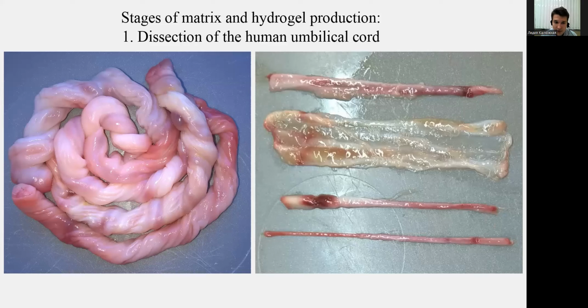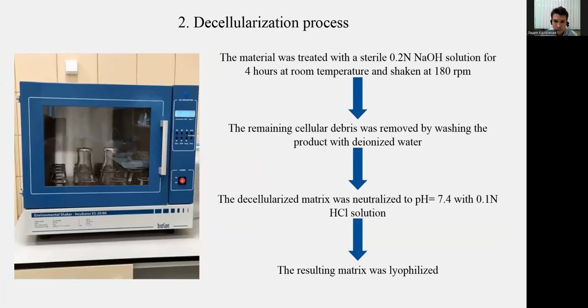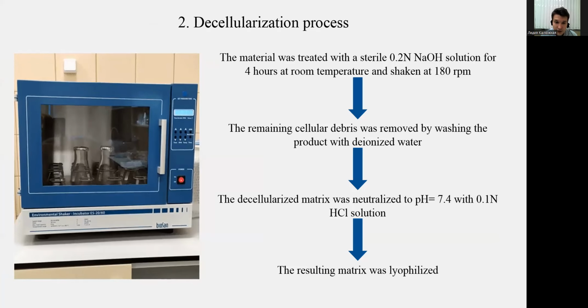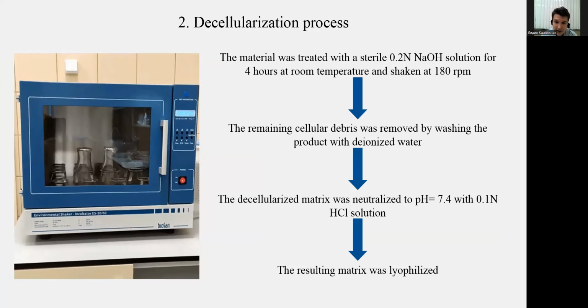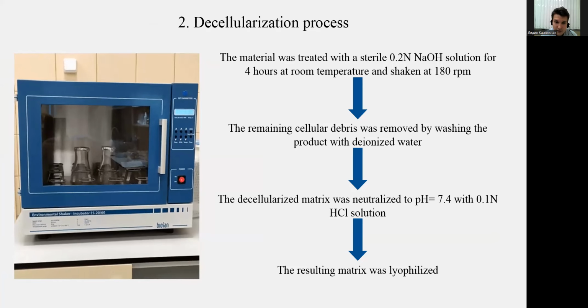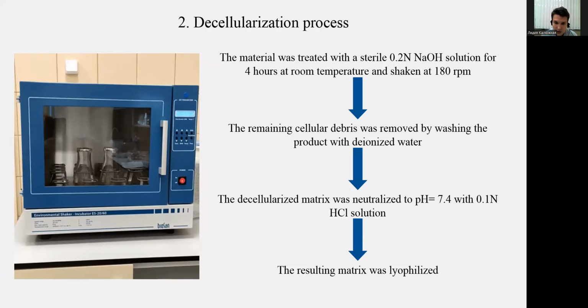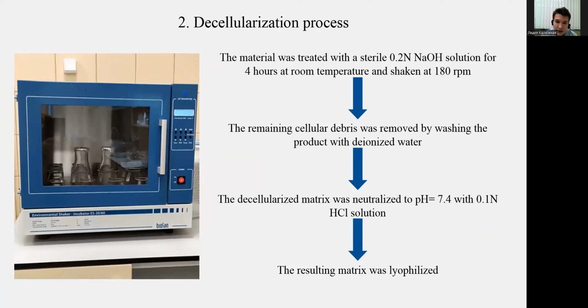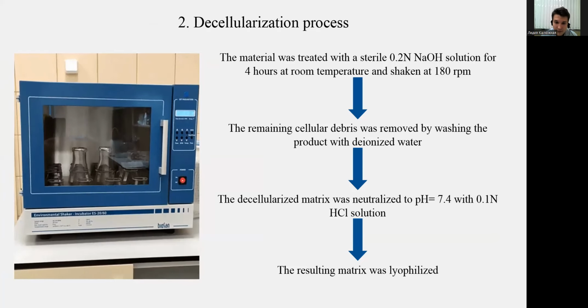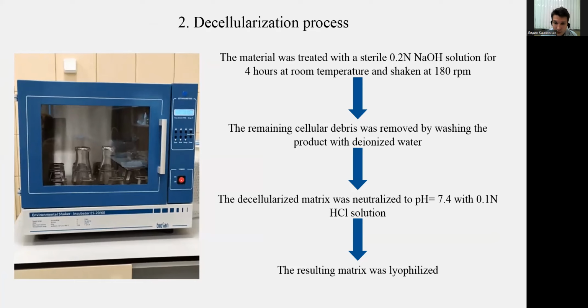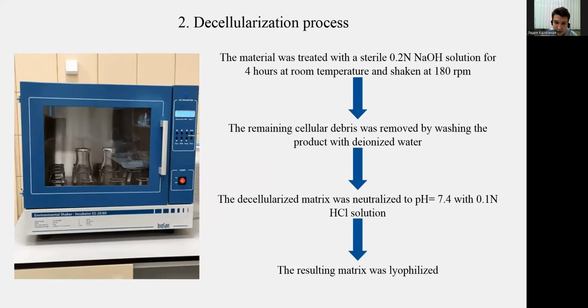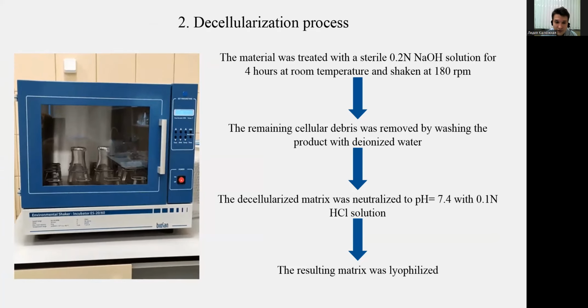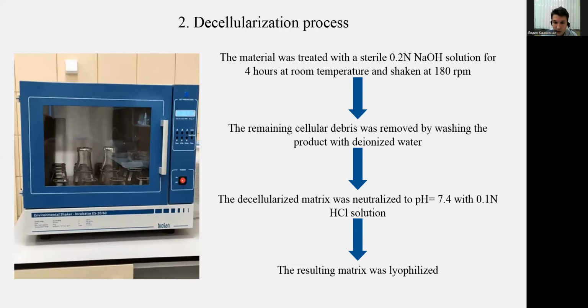The first stage is the preparation of the umbilical cord and removal of two arteries and the vein. Next, we isolated the Wharton's jelly, homogenized and decellularized it. That means all cells are removed in order to avoid the formation of the recipient's immune response during the implantation of the tissue-engineered products. The crushed biomaterial is treated with a sterile sodium hydroxide solution for 4 hours at room temperature and shaken at 180 rounds per minute. Washing the product with deionized water removes cell debris and nucleic acids.